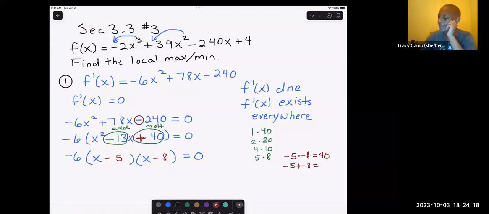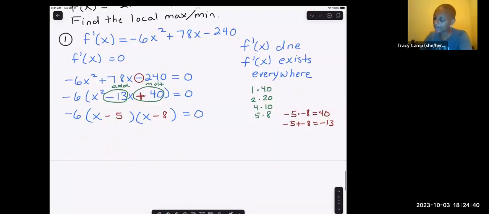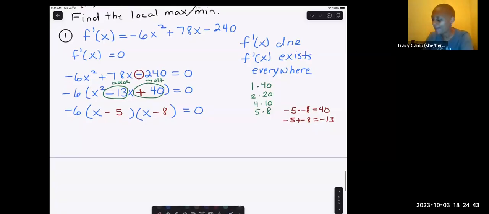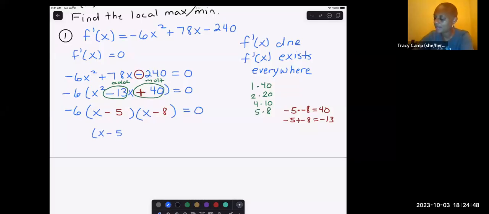If you're not able to factor, you can go ahead and use the quadratic formula, which I did for the second example that I worked in the lecture for this section. I had to use the quadratic formula because those numbers were a mess, let me tell you. In this case, I get these nice numbers. I'm very happy because that means that either the x minus 5 has to be 0, or the x minus 8 has to be 0.